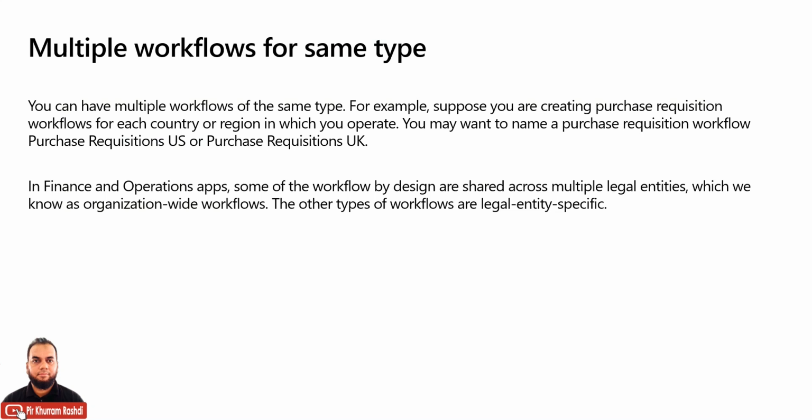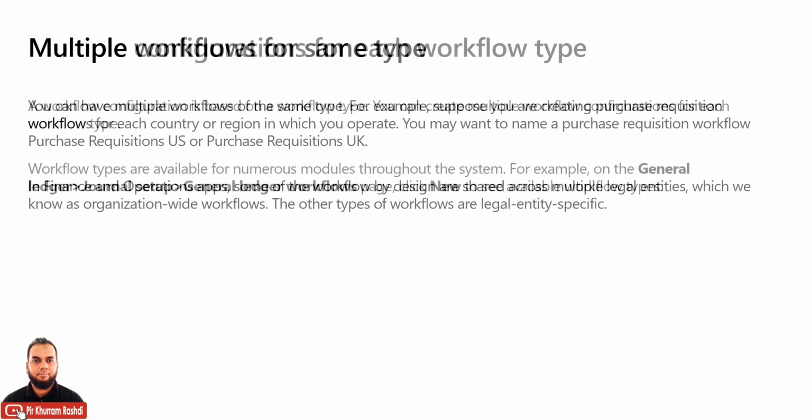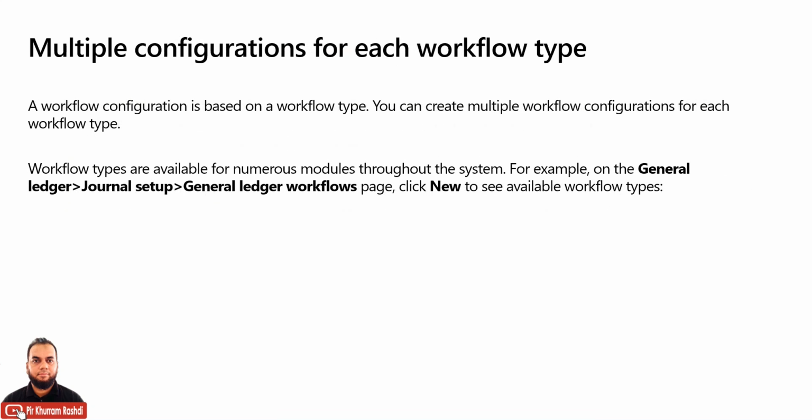And there are certain workflows which are only specific to the legal entity. For example, purchase order workflow is specific to one legal entity, but purchase requisition is organization wide. And similarly, there can be multiple configurations for each workflow type, and the workflow configuration is based upon type, and we can create multiple configurations for each of the types.